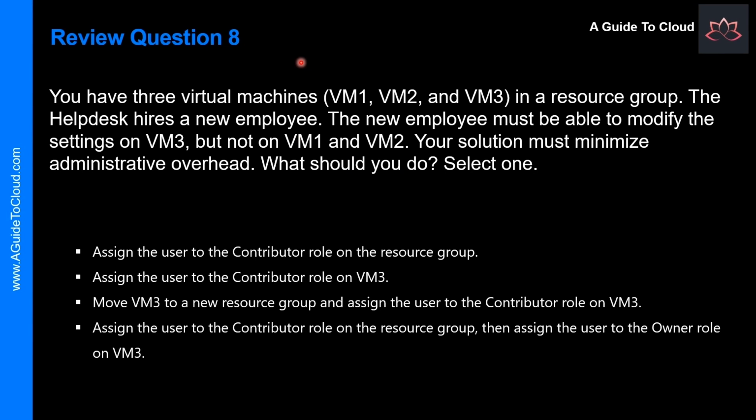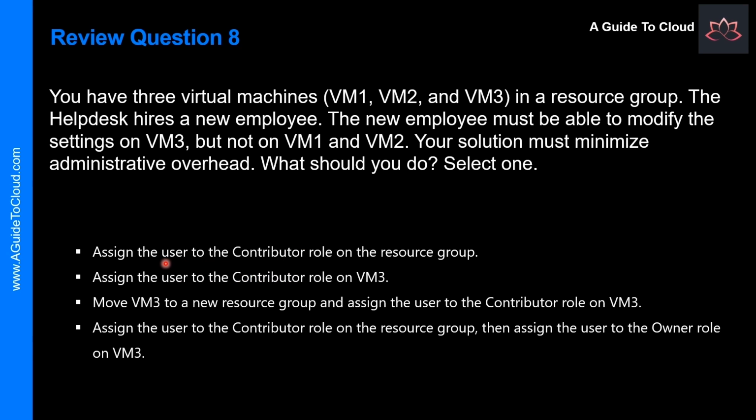All right, so let's look at the last question on this module. You have 3 virtual machines, VM1, VM2, and VM3, in a resource group. The help desk hires a new employee. The new employee must be able to modify the settings on VM3, but not on VM1 and VM2. Your solution must minimize administrative overhead. What should you do? And select one. So the new employee must only be able to modify the settings on VM3. So you need to prevent that employee from modifying anything on VM1 and VM2. So out of these options, what do you think is going to be the right answer?